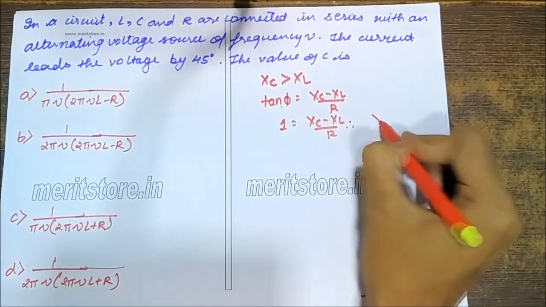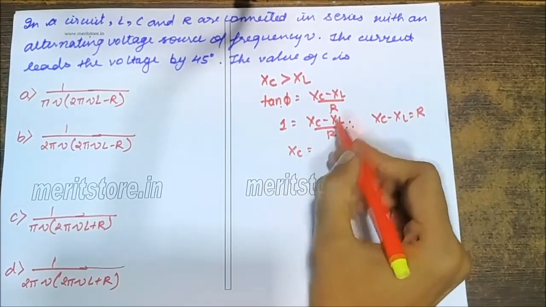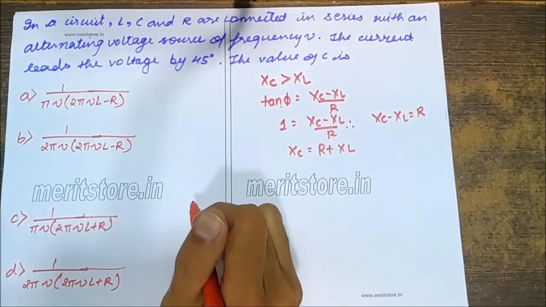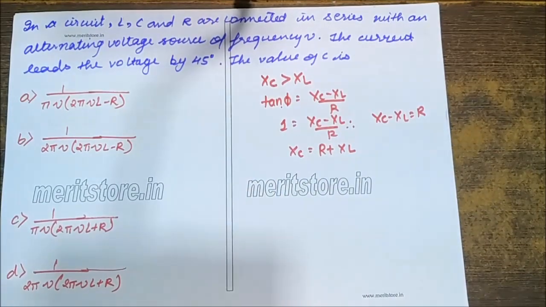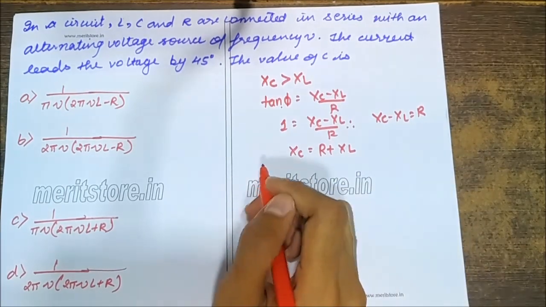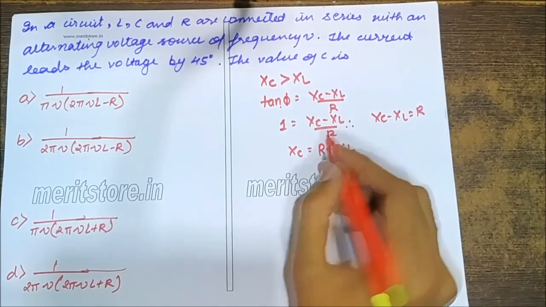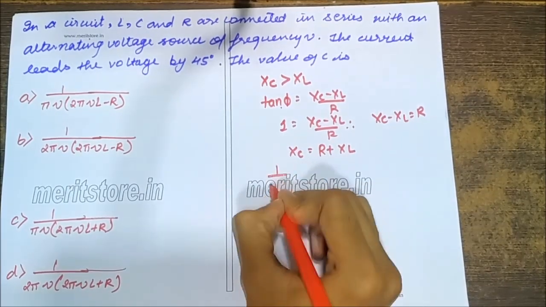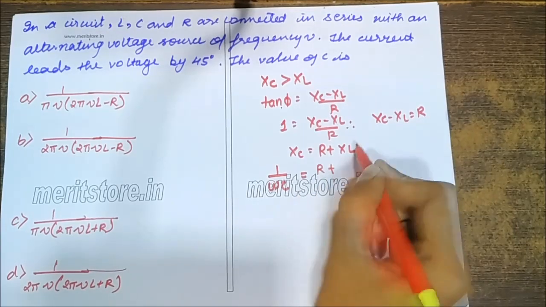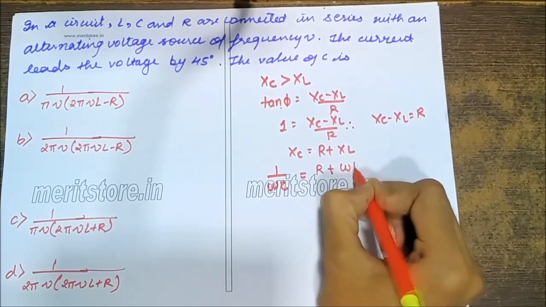Similarly we can write this as Xc minus XL equals R, or else Xc equals R plus XL. Now this is the capacitive reactance, this is the resistance, and this is the inductive reactance. We will substitute all their values. Xc is 1 upon omega C, which is equal to R, the resistance, plus XL, that is omega L.